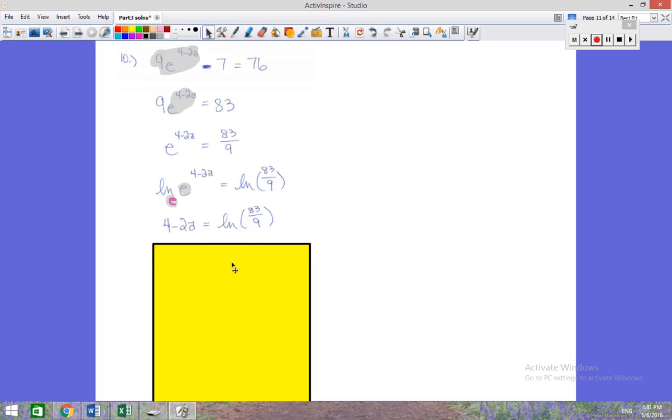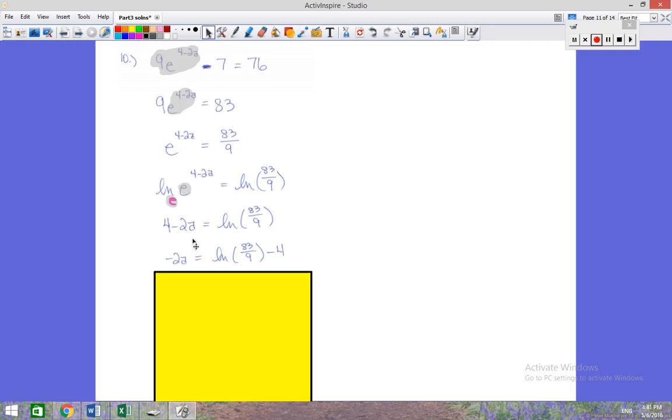Now on the right-hand side, when I took the natural log of the left-hand side, to balance the equation I had to take the natural log of the right-hand side. I can't do anything with that fraction, so it just stays there. Now I have two steps and I'll have the a by itself. I want to subtract 4 from both sides and divide by negative 2. When I subtract 4 from both sides, the 4 minus 4 cancels, and I'm left with negative 2a.